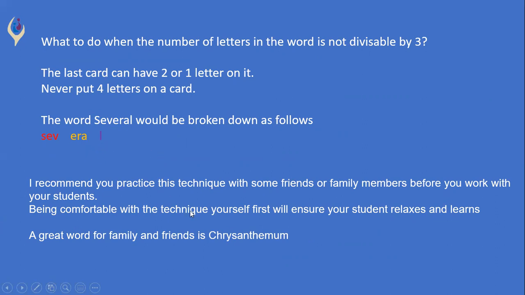Okay, again, I highly recommend that you practice this technique with some friends or family members before working with your students. When you're comfortable with the technique yourself, you'll be more relaxed. And when you're more relaxed as the person giving the instructions, then the student will be more relaxed. They'll pick up on your energy. So, if you want to work with your family and friends, a really great word is chrysanthemum. Get your family and friends to spell chrysanthemum.